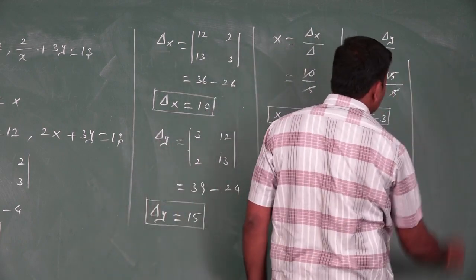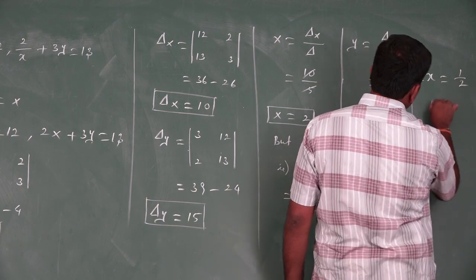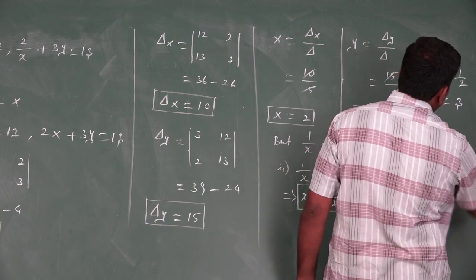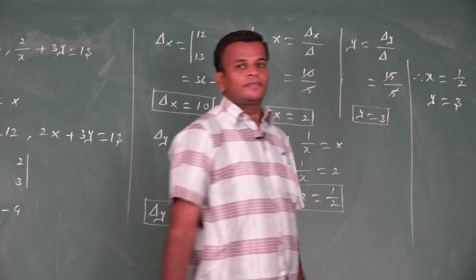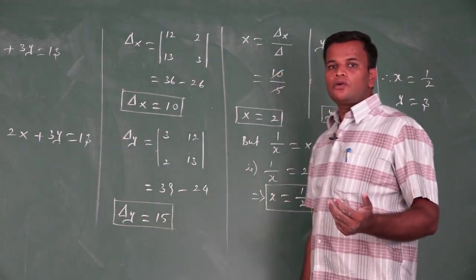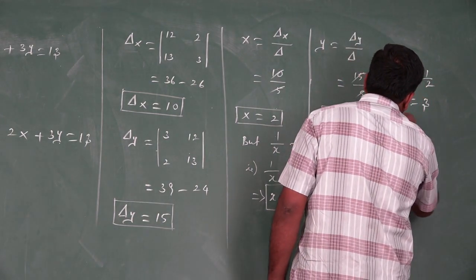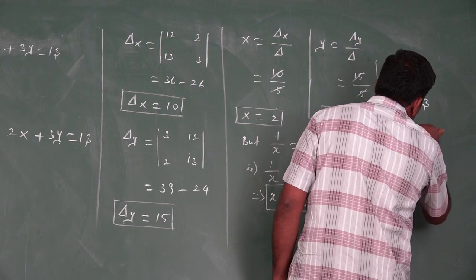Therefore, the value of x is half and the value of y is equal to 3. It is our required solution. The value of x is 1 by 2 and the value of y is equal to 3. Now let us verify this.